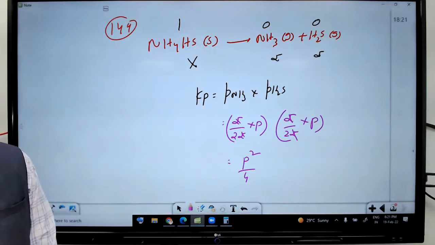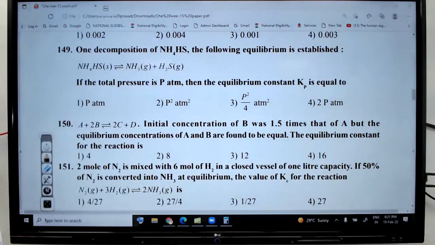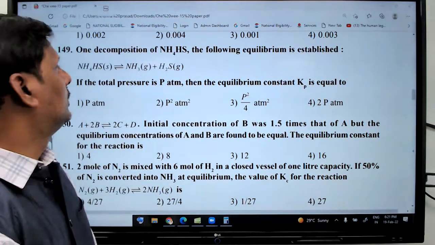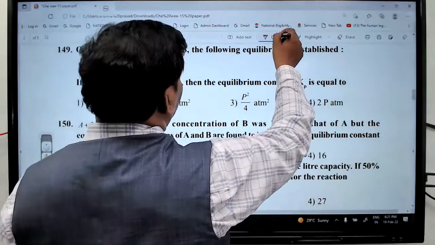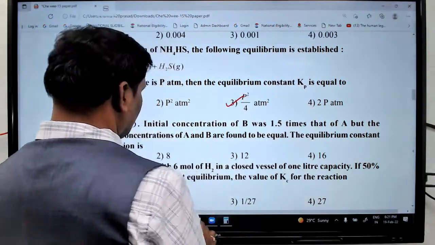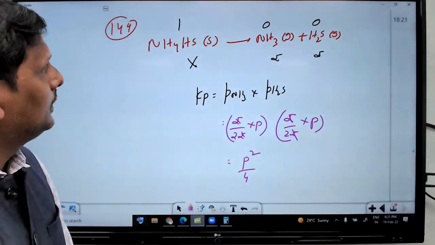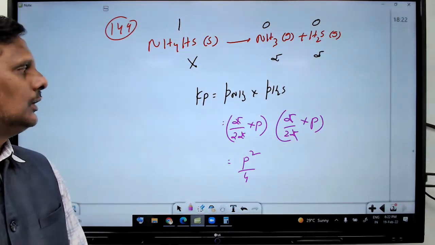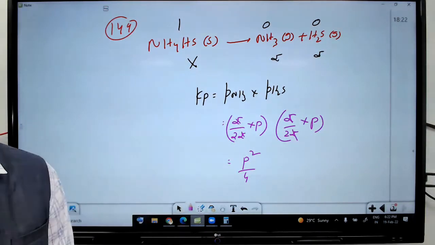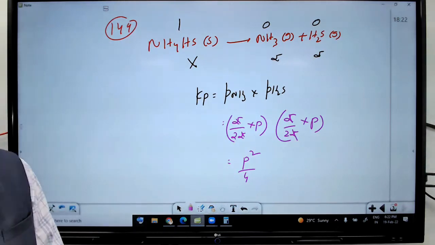अच्छा, P value is not given, but I think option में भी P square by 4 हो सकता है. What are the units? atm square. So answer is P square by 4 atm square. अच्छा, once again आप check करो. What is the given equation? Starting 1 mole है. Before starting 0, 0, alpha. Kp is equal to partial pressure of ammonia into partial pressure of H2S. The answer is supposed to be P square by 4.